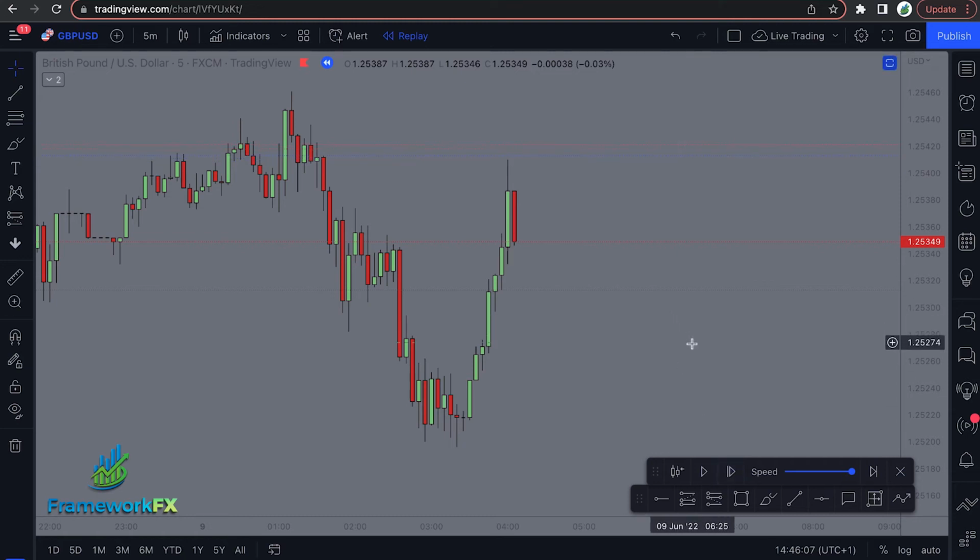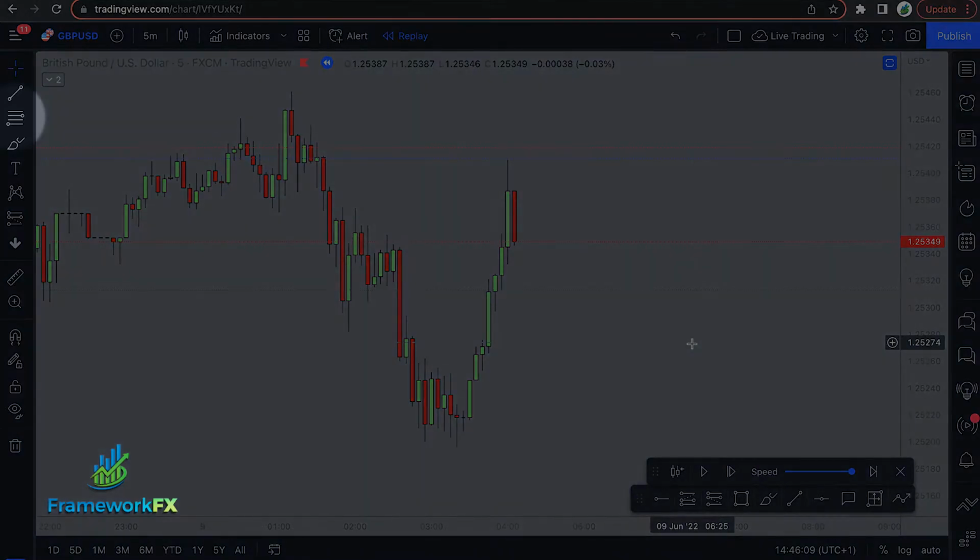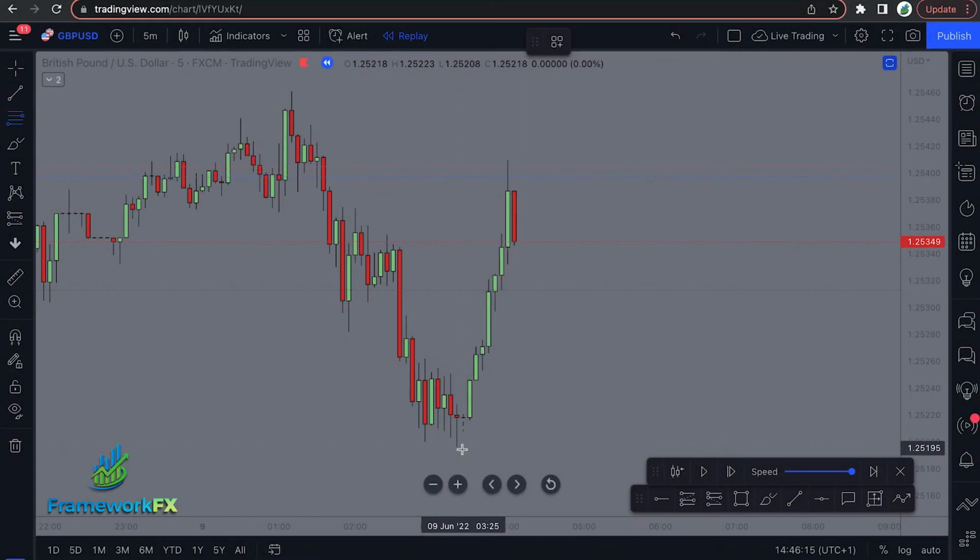The second step is we want to go across here to our Fib retracement tool and put it onto the charts. So we'll click on it, and we want to be looking at the lowest point of the move, which is down here. I like to use wicks. You don't have to, it's personal preference, but I think it works great.